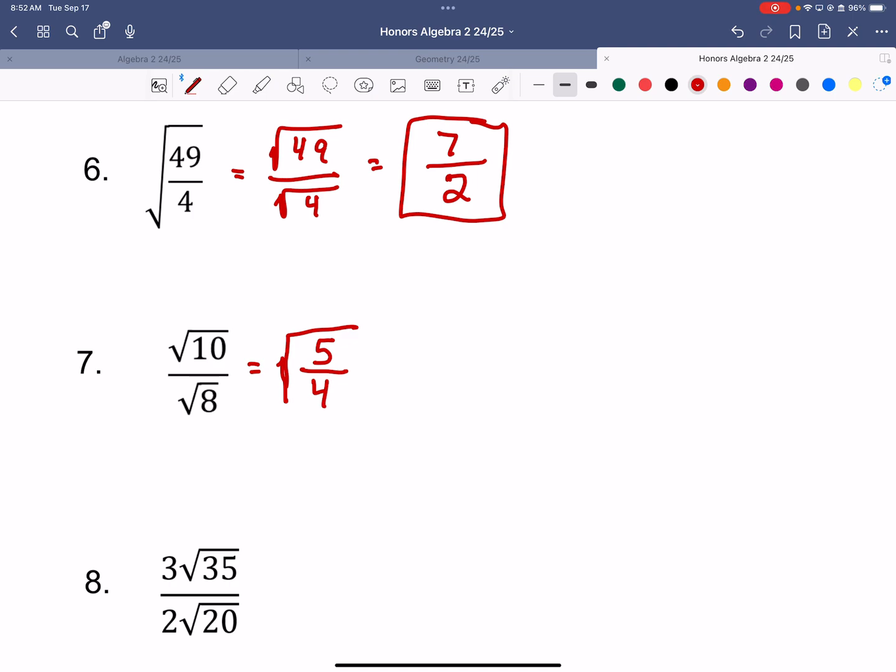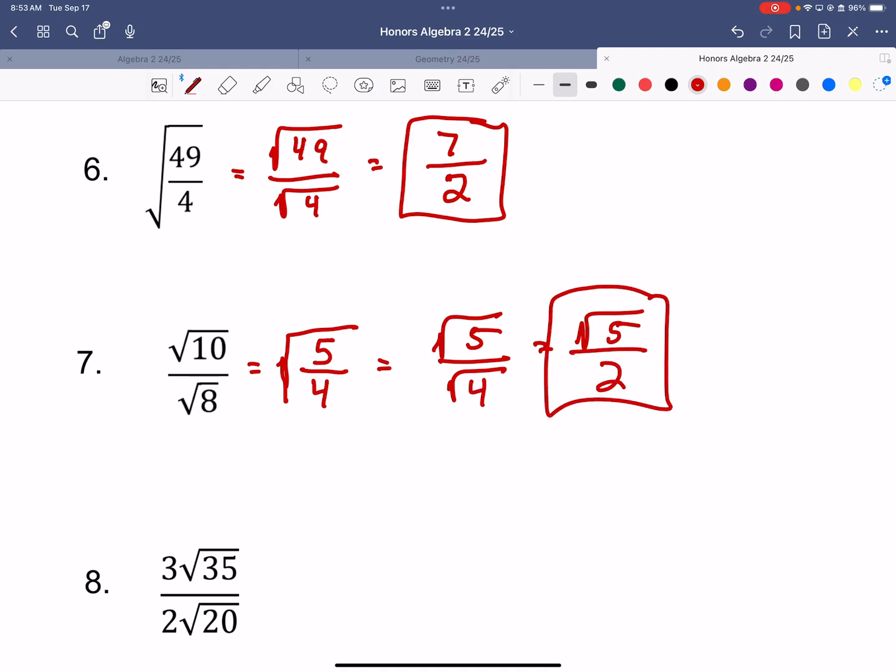Now if I look at this, is either of them a perfect square? The 4 is a perfect square, right? So now I could rewrite this as the square root of 5 over the square root of 4. So I reduce the fraction by dividing it by 2. Now I've rewritten it. Square root of 5, we have no idea what that is. Square root of 4 is 2. That's your answer. You're done.